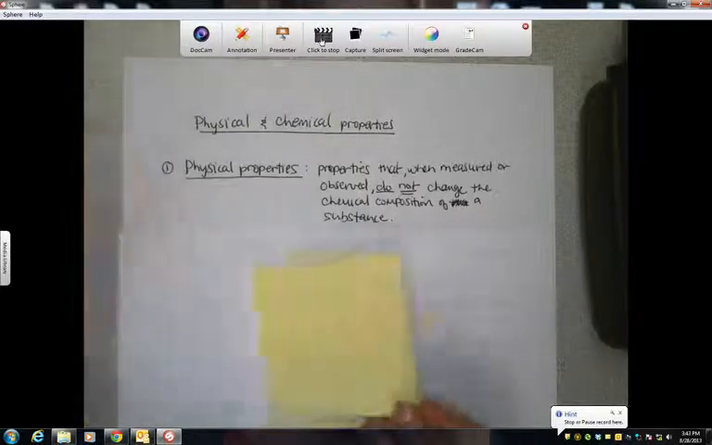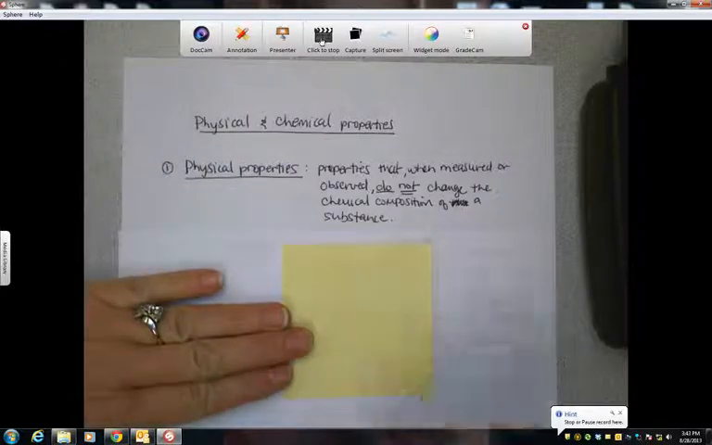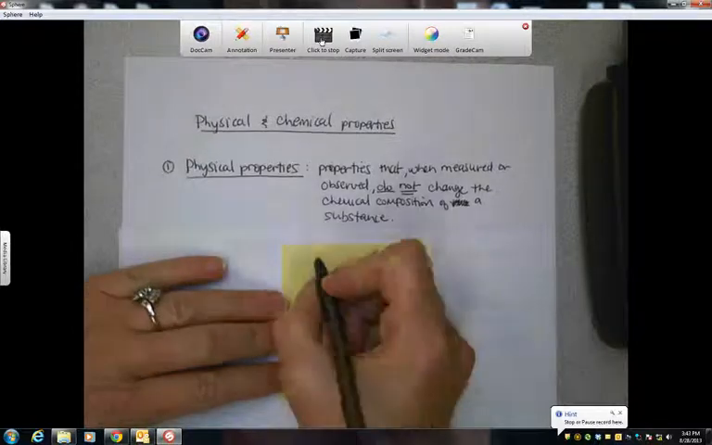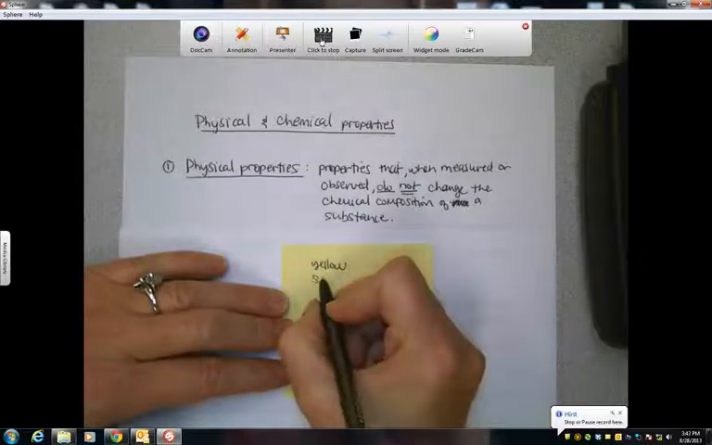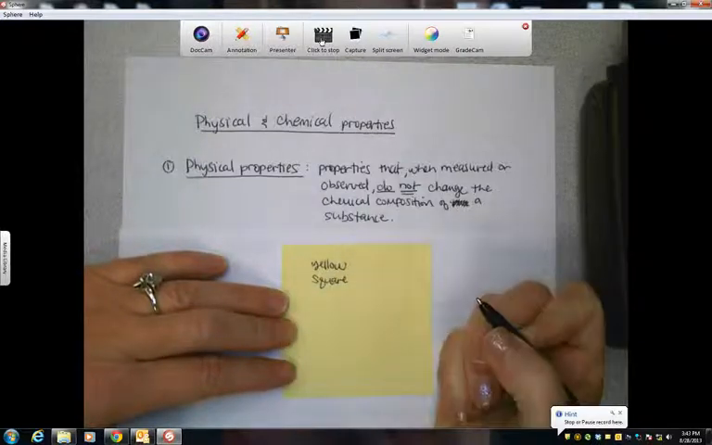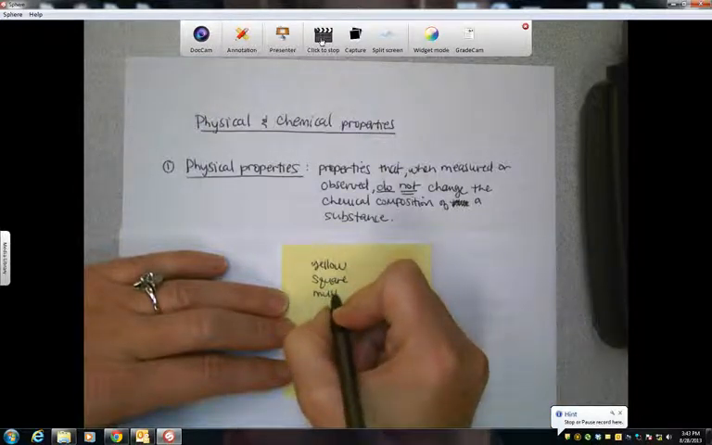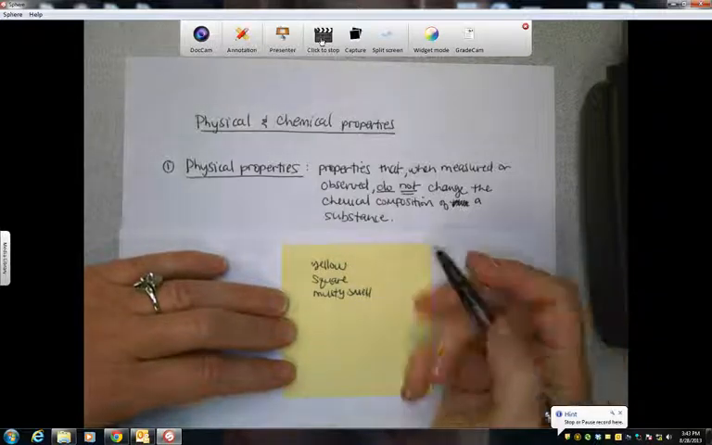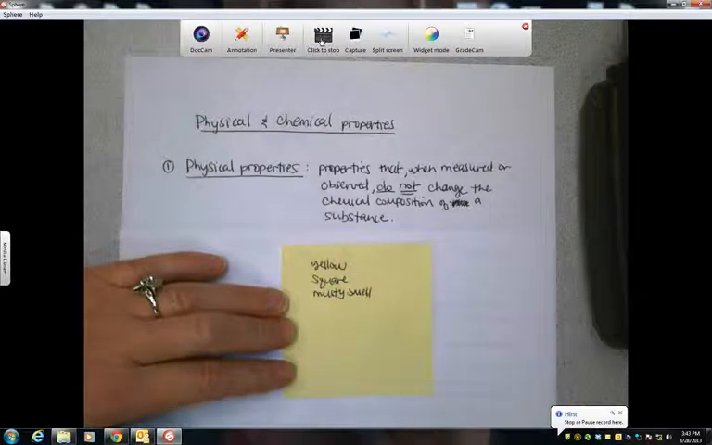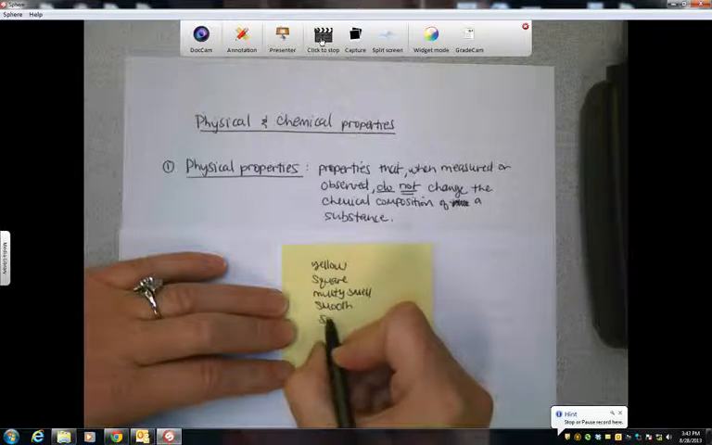So here I just have a piece of yellow paper, and you could describe it in a number of ways. You could say that it's yellow, so I'm actually going to write right on it. It's yellow. It's square in shape. It smells kind of musty when you smell it. I smelled it. It smells musty. It smells like paper. Let's see, it's smooth. It's a solid.